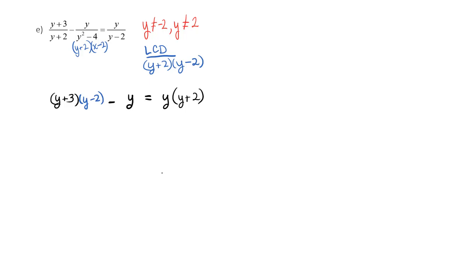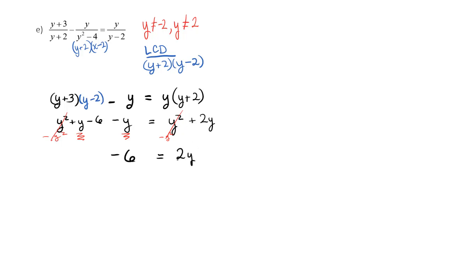Now I'm going to FOIL the first set. That will give me a y squared plus y minus 6 minus y equals y squared plus 2y. Since I have a y squared on both sides, I can subtract those, and those both add to 0. If I have a plus y and a minus y here on the left side, those add together and just equal 0. So I'm left with negative 6 is equal to 2y.